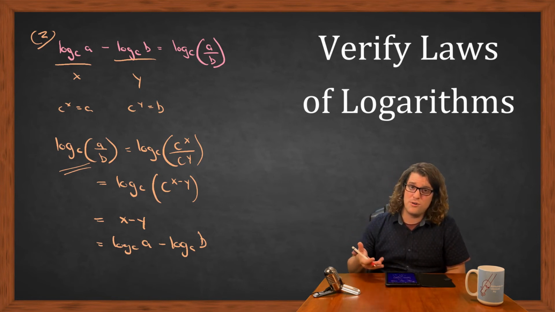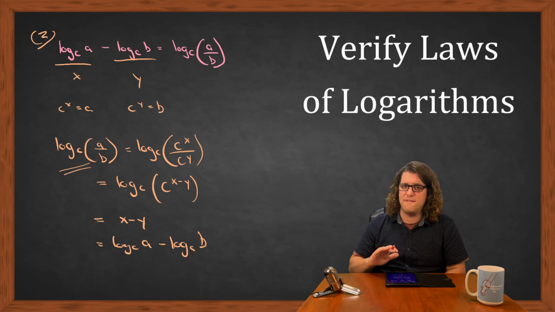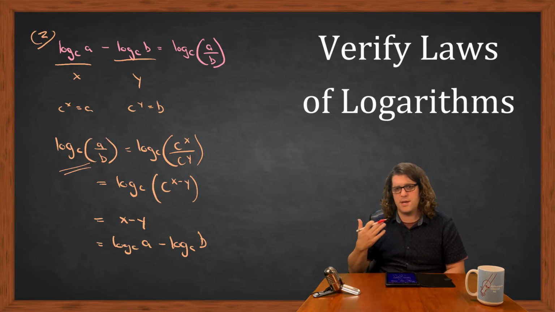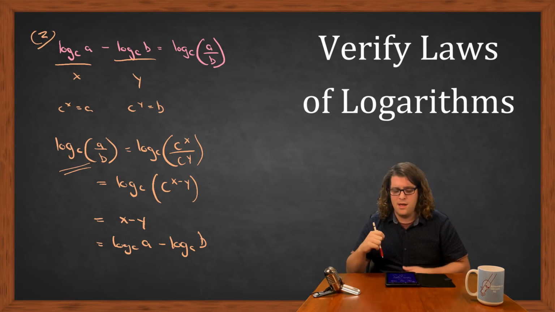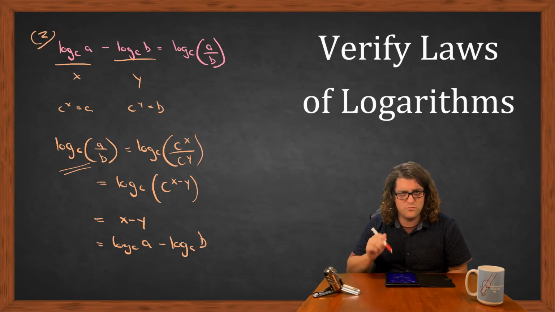So if you have two logarithms that are being subtracted from each other, and they have the same base, you can turn it into a single logarithm. Vice versa too. I don't think I mentioned that in the last one. You can always take a single logarithm that has a multiplication inside of it and split it up into two, or likewise with the division, split it up into two as well.